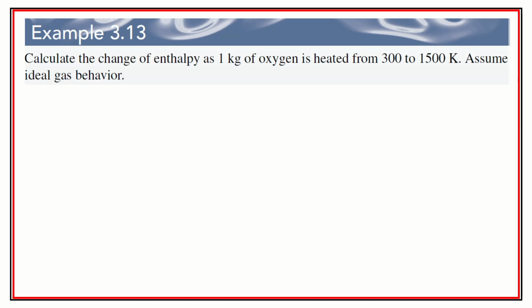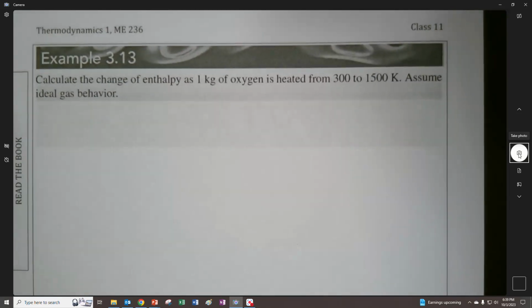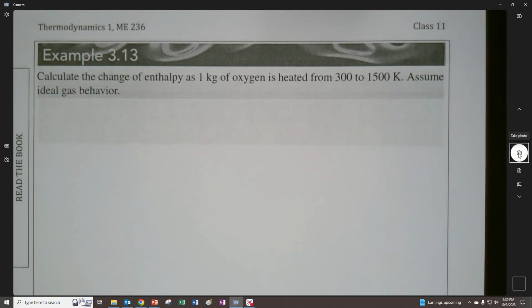We're going to do an example out of the book using the tables to get the enthalpy for 1 kilogram of oxygen heated from 300 to 1500 Kelvin, and we're going to assume ideal gas behavior. So let's go to it. We're going to do it a couple different ways, if I recall correctly from what I have written down on this piece of paper here.